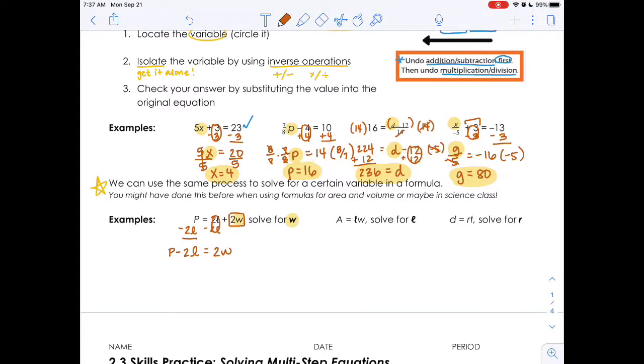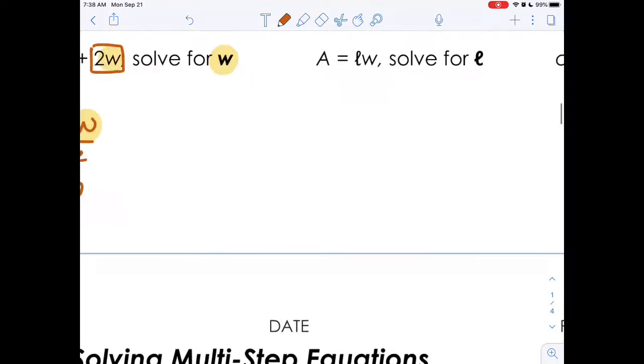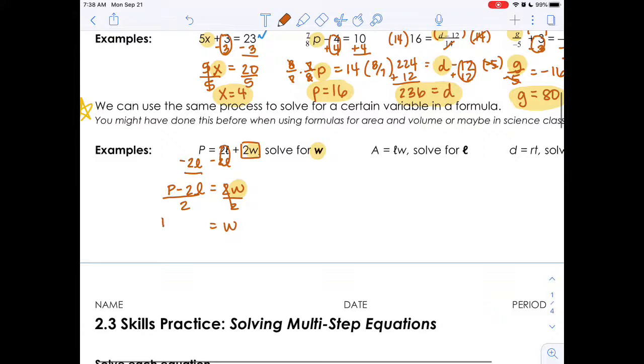2W. The W is still not completely alone. I'm multiplying it by 2. So to get rid of that 2, I'm going to divide by 2, which gives me 1W, or just plain W. And if I divided by 2 on this side, I need to divide by 2 on this side. But the thing is, I need to divide everything by 2. So W is equal to P minus 2L, divided by 2. And this is it. This is where we stop.